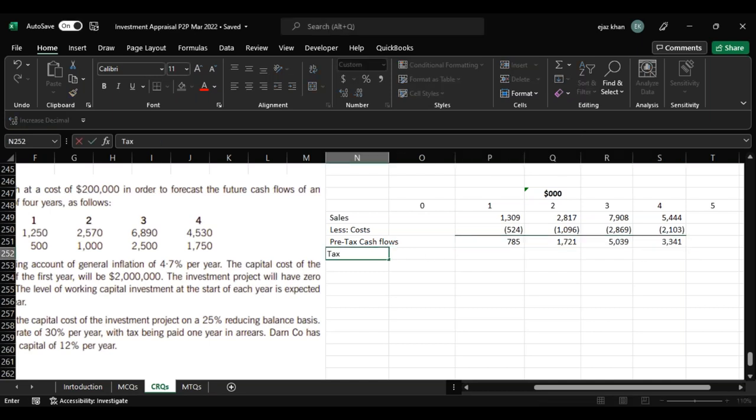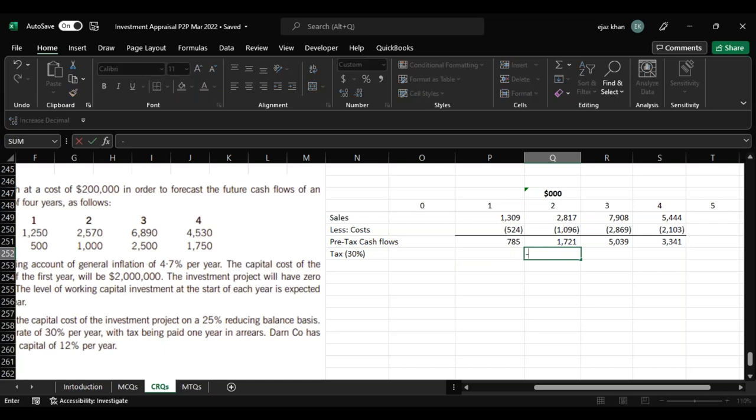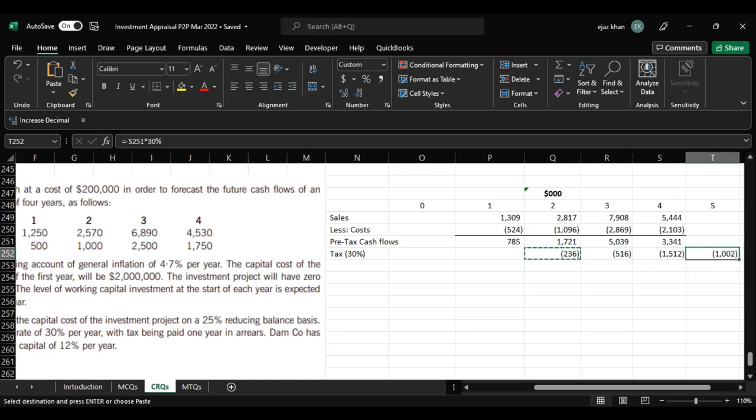Okay, now comes the tax, and let us see what the tax rate was. The tax rate is 30%. Since they have told us that the tax will be paid in arrears, we will start from year two. I'll put the minus sign, as tax will always be a cash outflow. It should be applied to the first year's pre-tax cash flow, 785 into 30%, so it will be 236. This is the tax related to year one, and because of being paid in arrears, it should be shown in year two. So all I have to do is copy this cell and paste it, so it will make the adjustments accordingly.